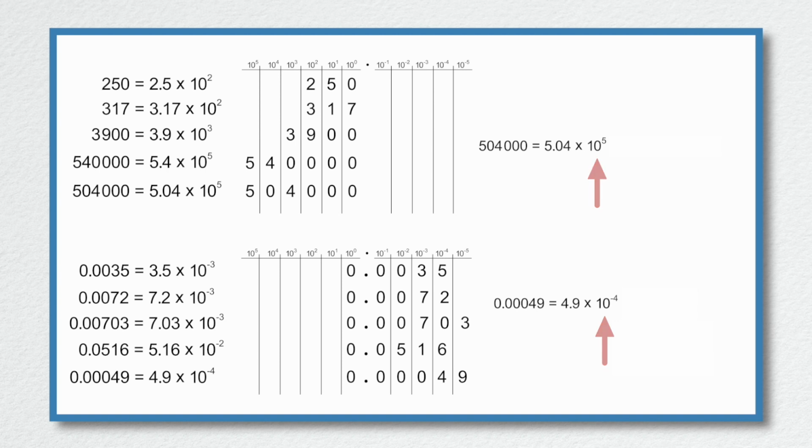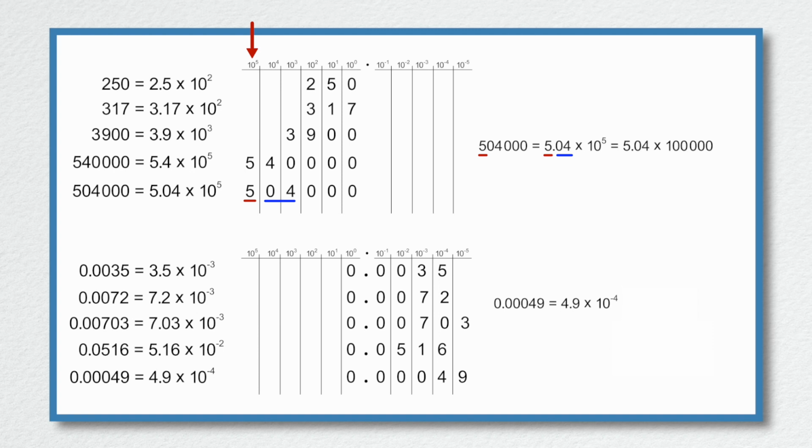Looking at this in more detail, we had 504,000. We would look at the position of the 5, which was in the 10 to the power of 5 column, and then we would write the number as 5.04, where the 04 relates to these two digits, and we multiply this by 10 to the power of 5, which was the position of the digit 5 in our original number. And of course, what this means is 5.04 multiplied by 100,000. So we end up with 5.04 multiplied by 10 to the power of 5.